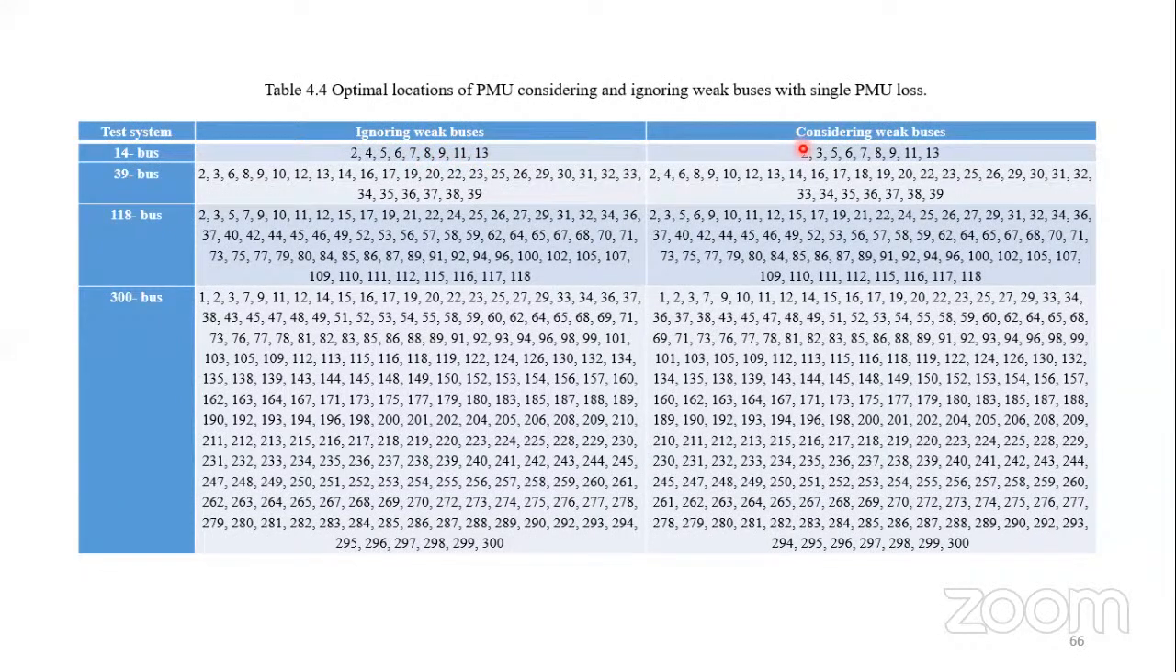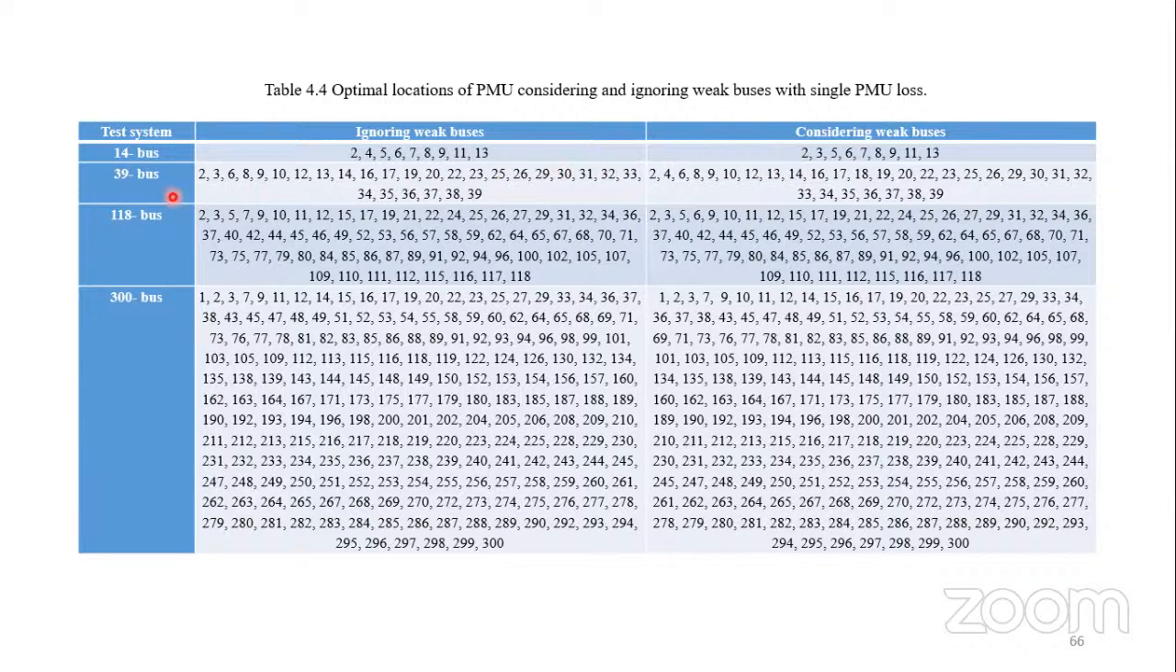But if we are considering the weak buses during the PMU loss, then the location is 2, 3, 5, 6, 7, 8, 9, 11, and 13. And here only this 4 is changed. Otherwise, the counting is the same, 1, 2, 3, 4, 5, 6, 7, 8, 9, 9 numbers, and here also 9. But there is some change in the location.